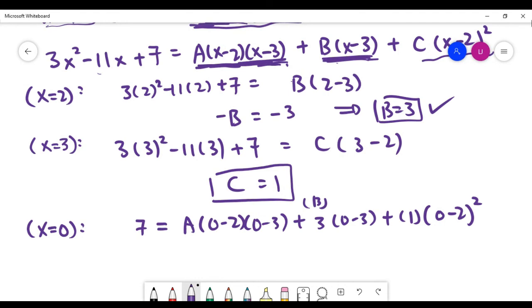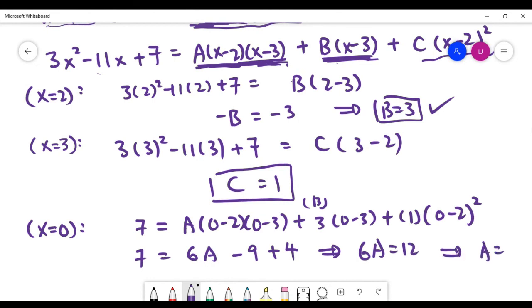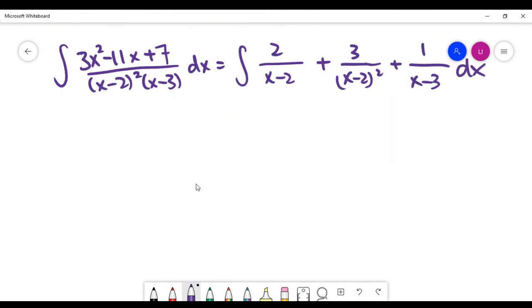So let's do the arithmetic together. So if you do the arithmetic, you would get that 6A is actually the same as 12, which means that A is actually 2. Now please check the fact. We actually obtained all the constants A, B, C already. Let's come back to the integration problem. So please look at the calculation now on the right hand side for the integration problem.